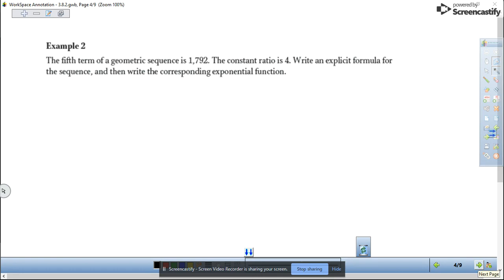Alright, next one. The 5th term of a geometric sequence is, so I know A5. Alright, the constant ratio is 4. Alright, so they gave me R. Write an explicit formula for the sequence and then find the corresponding exponential function. So A sub n equals A sub 1 times R to the n minus 1 power.